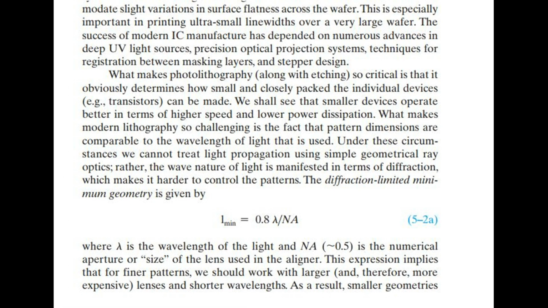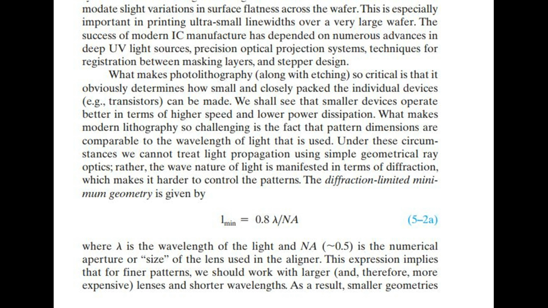What makes modern lithography so challenging is the fact that pattern dimensions are comparable to the wavelength of light that is used. Under these circumstances we cannot treat light propagation using simple geometrical ray optics, rather, the wave nature of light is manifested in terms of diffraction, which makes it harder to control the patterns. The diffraction-limited minimum geometry is given by the expression, where L is the wavelength of the light and NA, 0.5, is the numerical aperture or size of the lens used in the aligner.